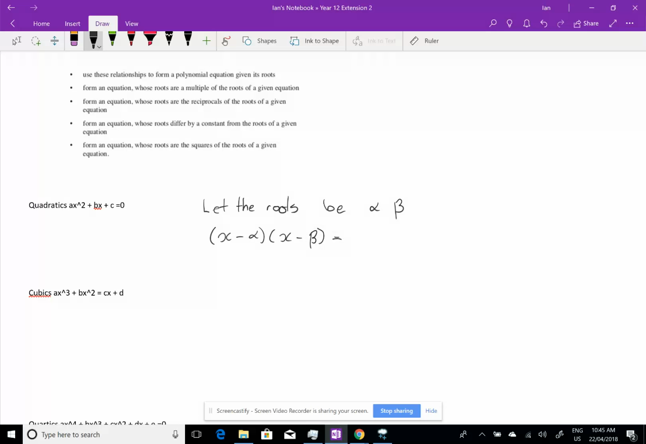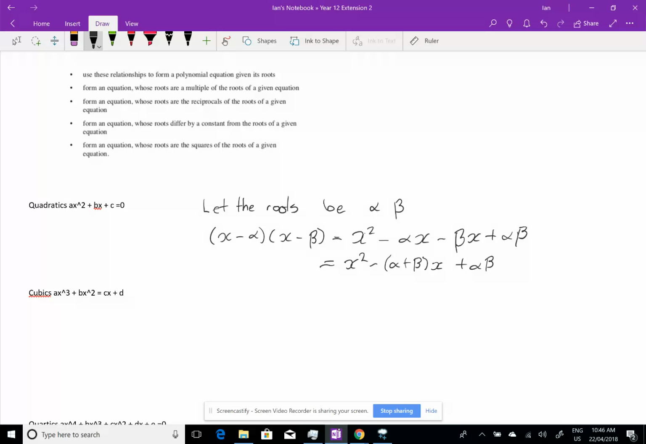And then we expand that. We're going to get x squared minus alpha x minus beta x plus alpha beta. And if we tidy that up, we'll get x squared minus (alpha plus beta) x plus alpha beta.